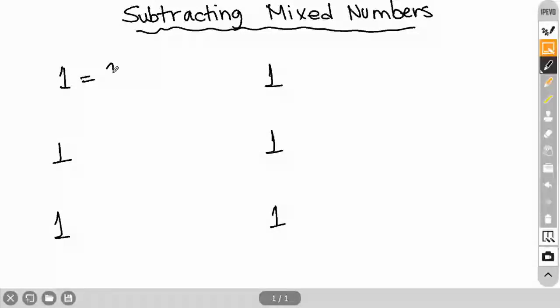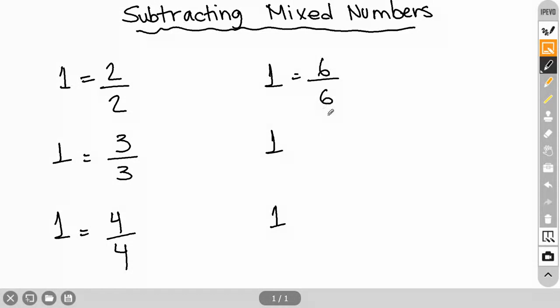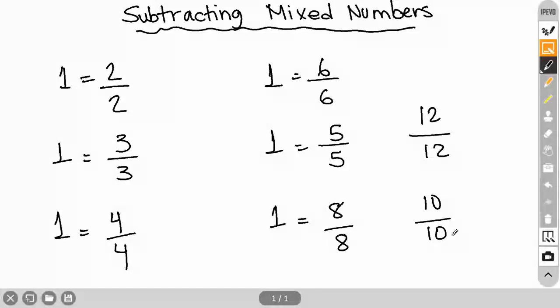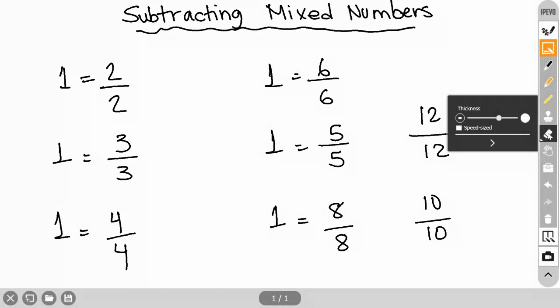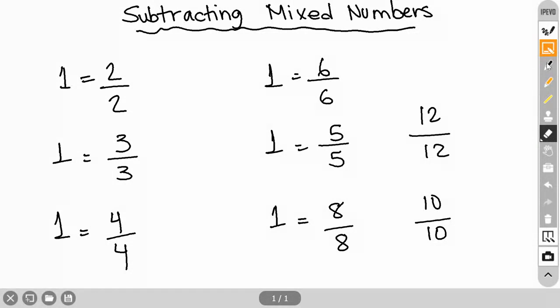So, for example, 2/2 is the same as 1. 3/3 is the same as 1. 4/4 is the same as 1. 6/6 the same as 1. 5/5 is the same as 1. 8/8 is the same as 1. I can continue. 12/12 is the same as 1. 10/10 is the same as 1. I can do that.